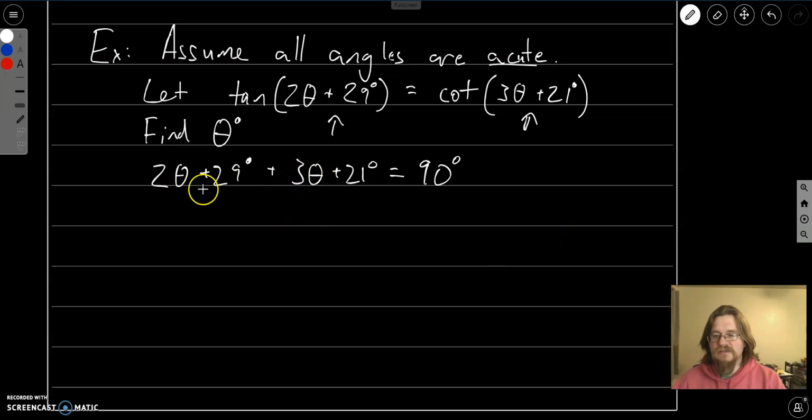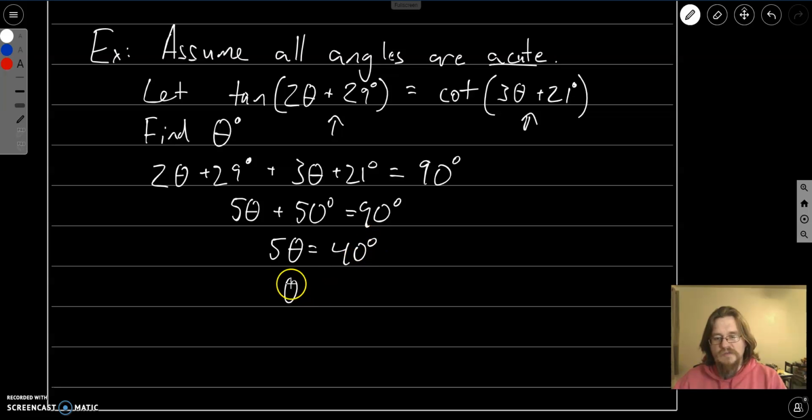Again, let's simplify. 2 theta and 3 theta, that's 5 theta. I'll add up 29 degrees and 21 degrees, so this is going to be 50 degrees. It's going to be equal to 90. I'll subtract 50 from both sides to get 5 theta is equal to 40 degrees, which means theta, if I divide both sides by 5, is 8.